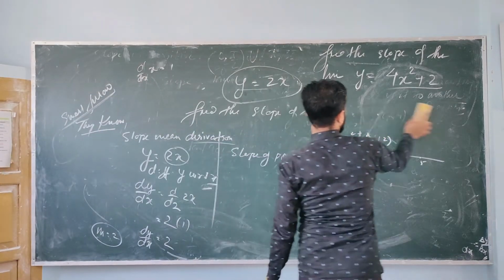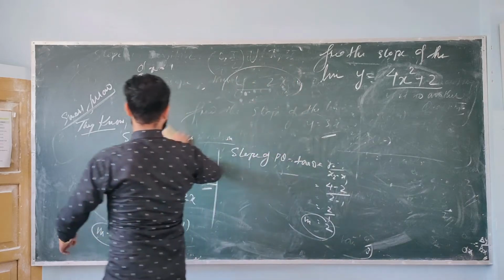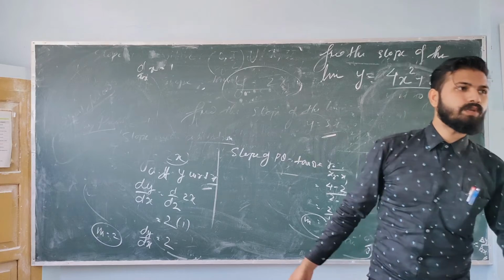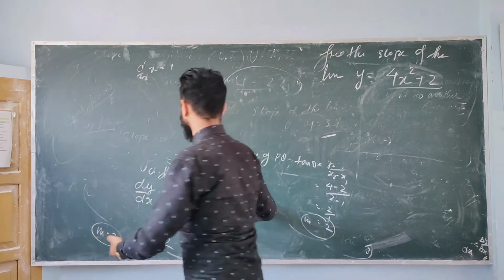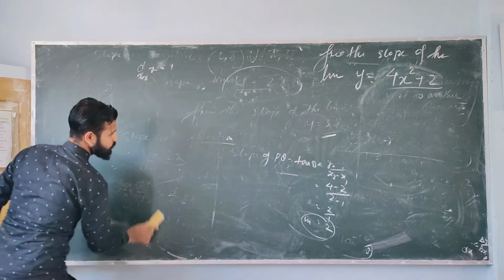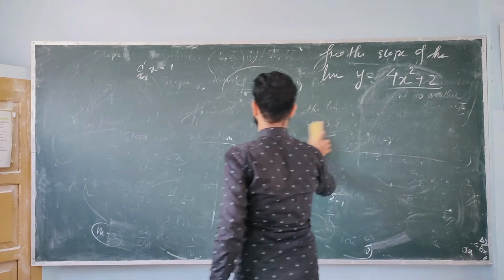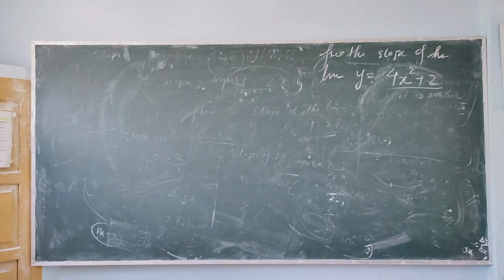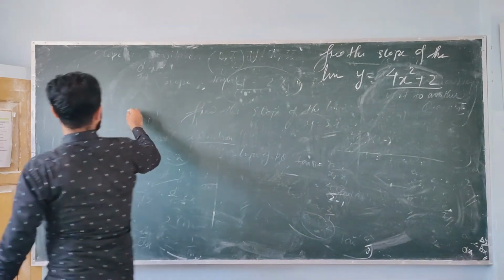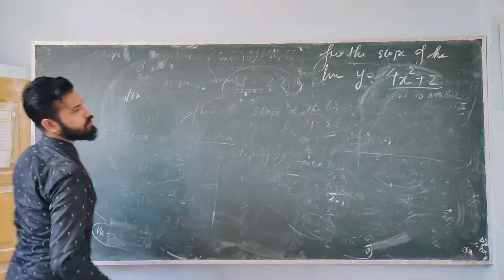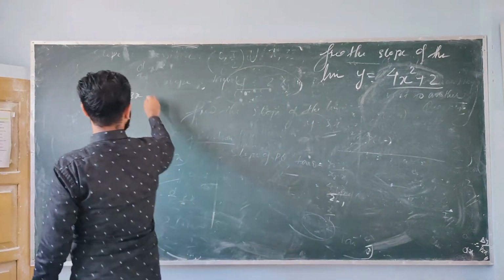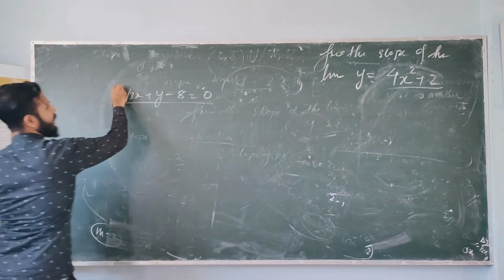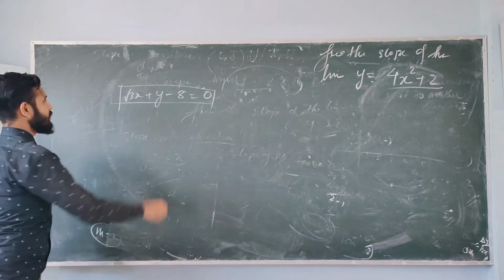A question here. Find the slope. Only don't do any other thing. Find the slope. Find the slope means find the derivation. Derivation means change in y with respect to x. Come on, please. There is a question: root 3x plus y minus 8 equal to 0. It's a line, it is the equation of a line, find the slope.